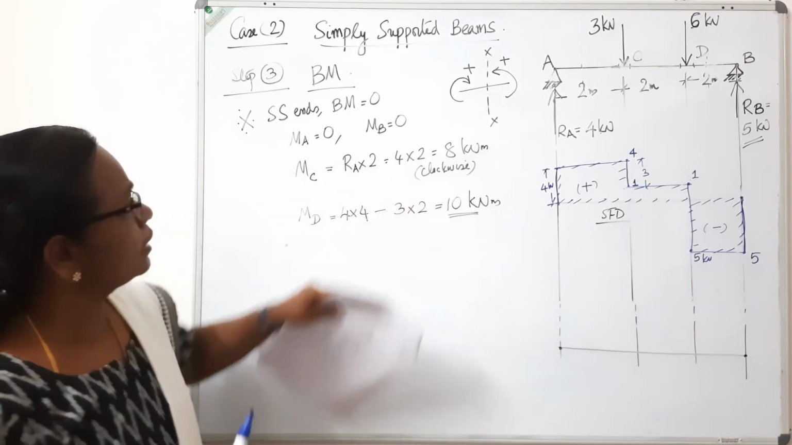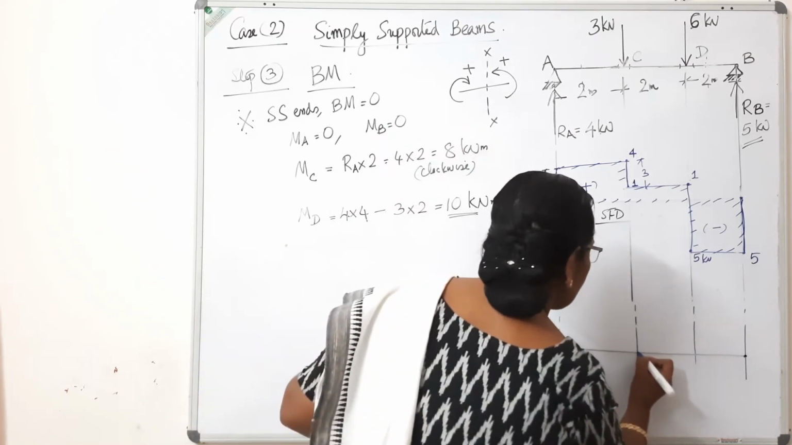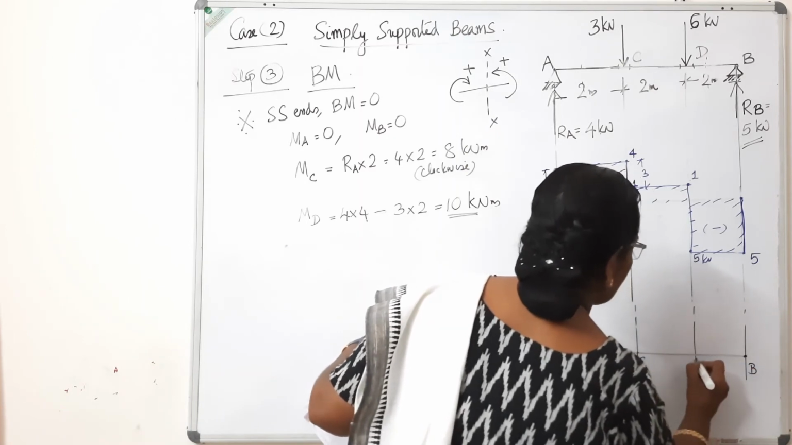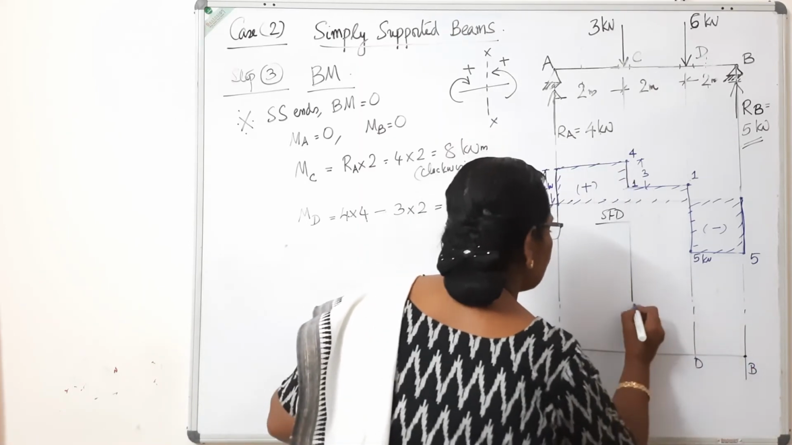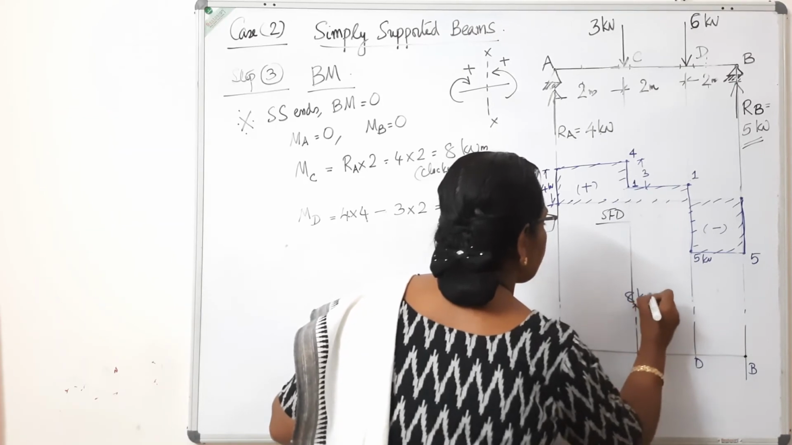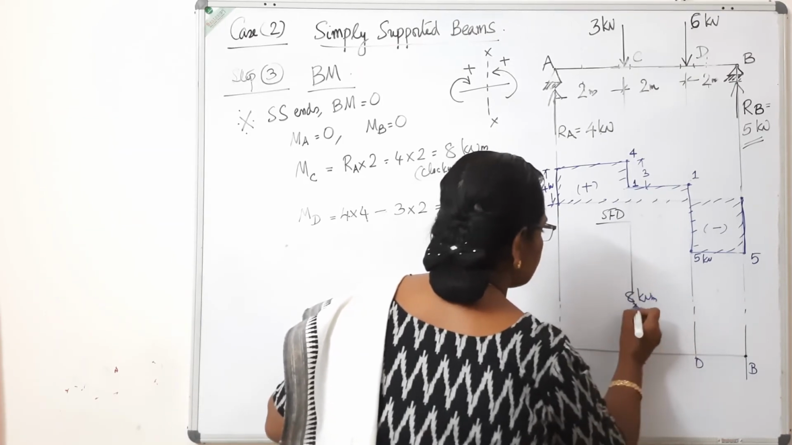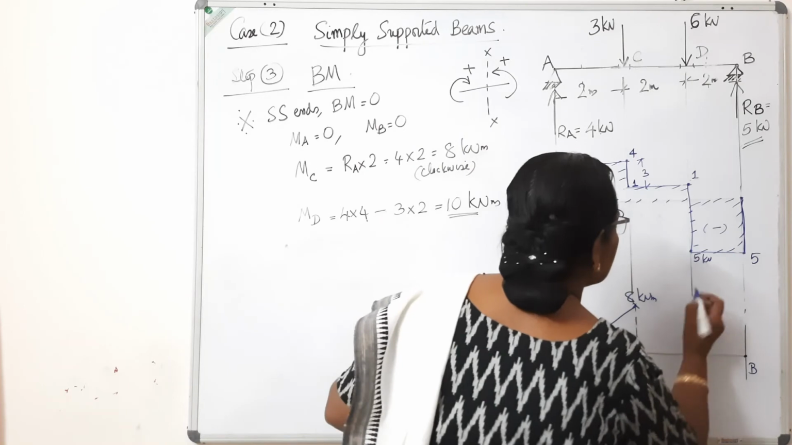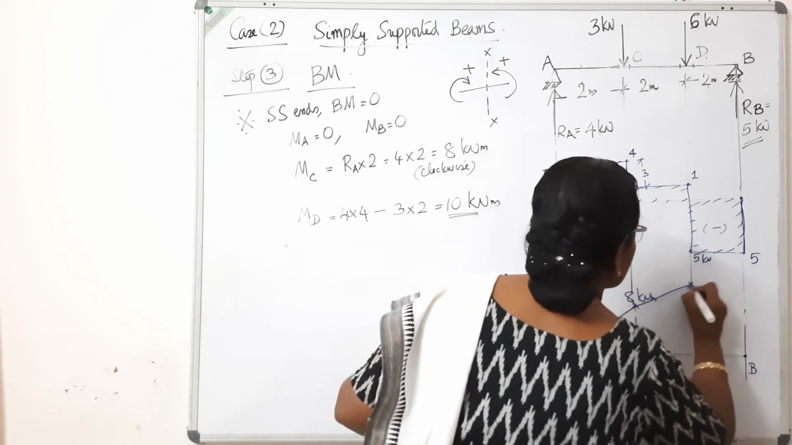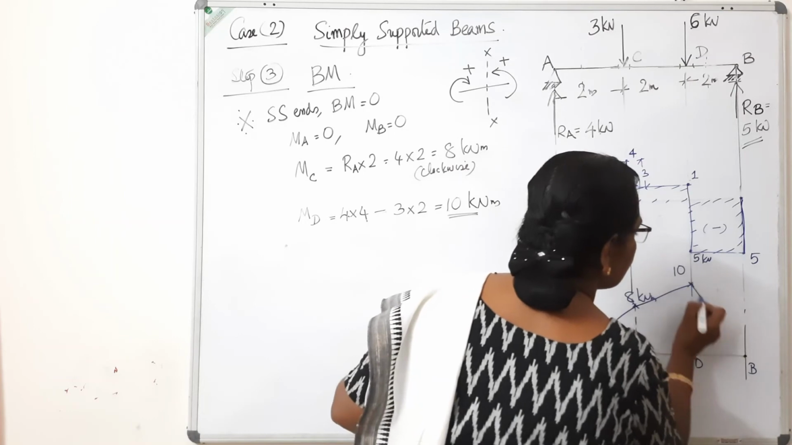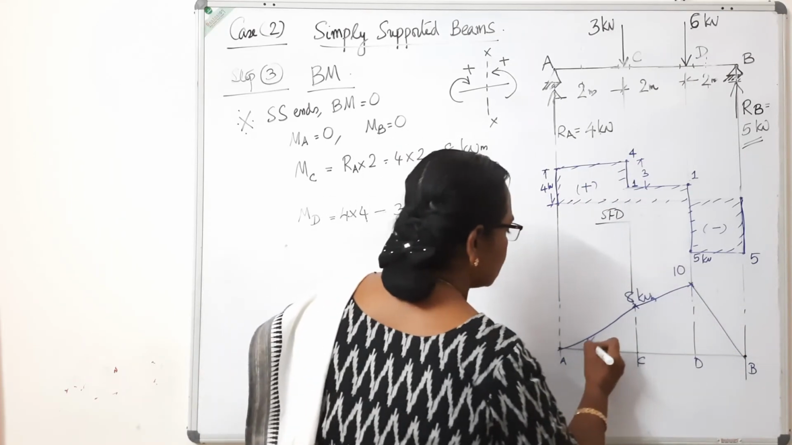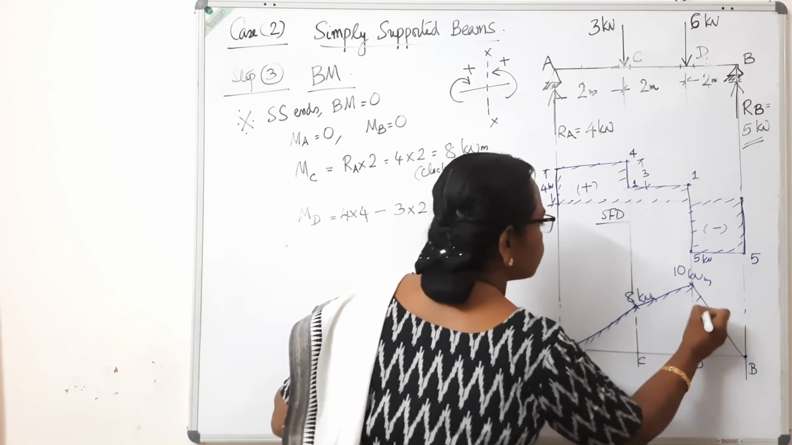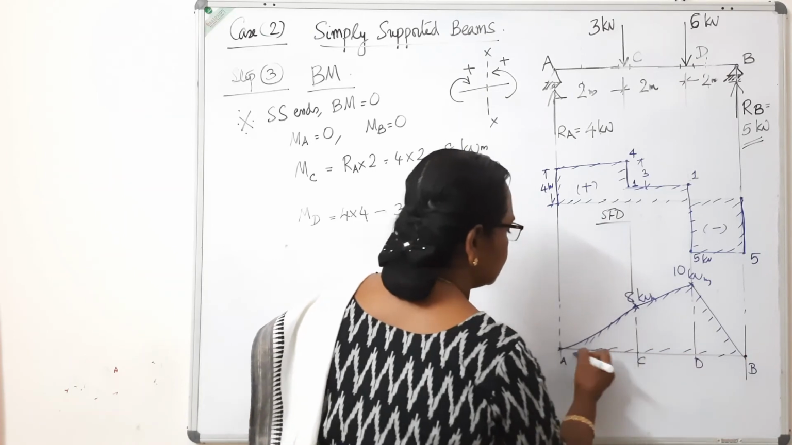Now MC 8 kilonewton meter. So from this point, this is point A, this is point B, this is point C, and this is point D. MC 8. So to some scale you mark 8 kilonewton meter, 8 units here. Connect it with a straight line. Then MD 10 at this point, which is 10. So connect it with a straight line. MB 0. So this is the bending moment diagram. Hatch the inside. This is 10 kilonewton meter. Positive.